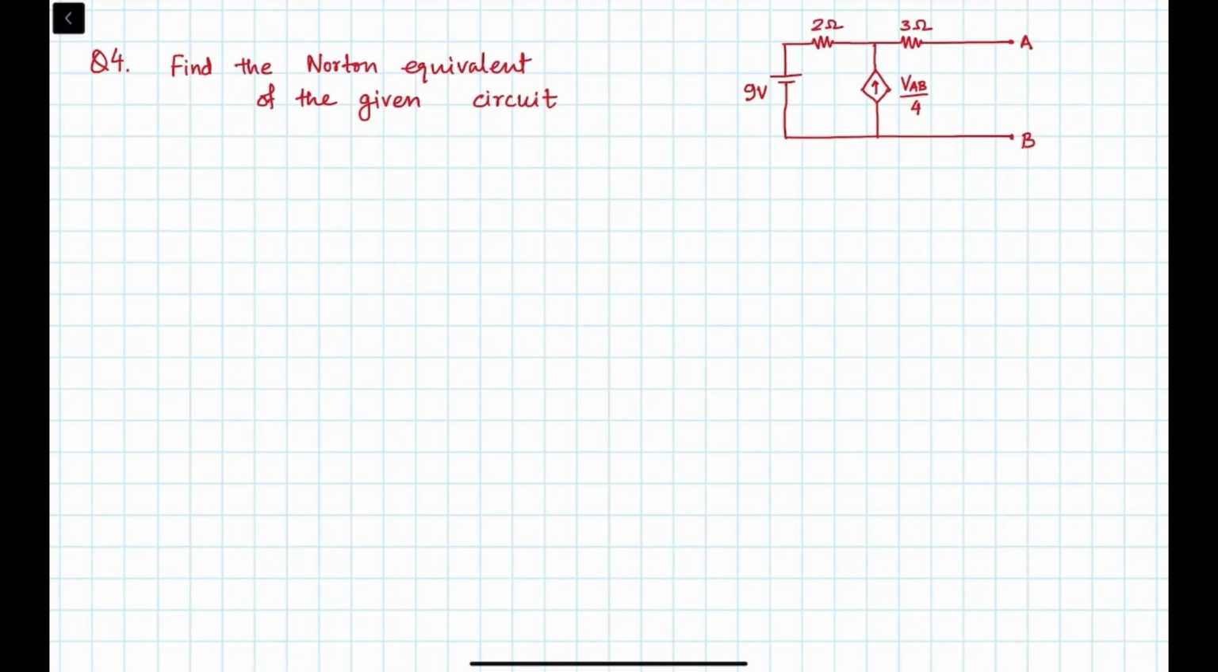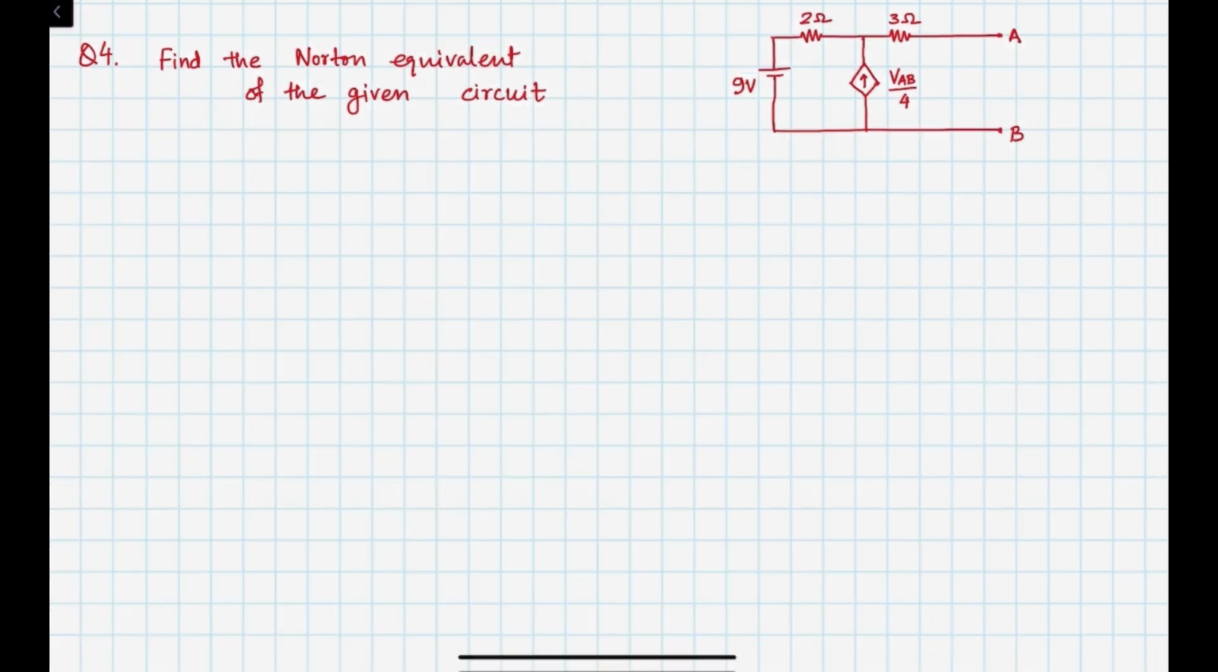Welcome everyone. In the previous video, we have seen how to find the Thevenin equivalent of a circuit. So we are going to solve the same problem, but here we are going to find the Norton's equivalent. Now, what is Norton equivalent?